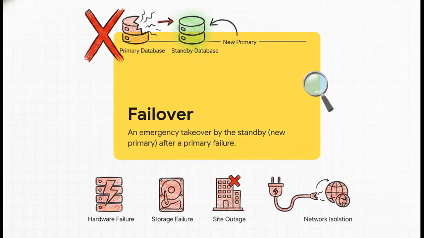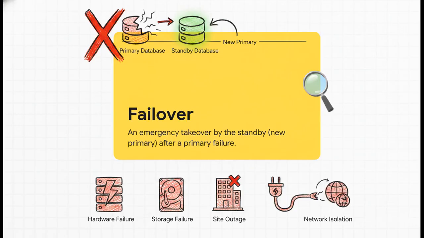Now, contrast that with failover. Notice the harsh red X right over the primary database. The primary is completely gone. Failover is an emergency takeover by the standby, which immediately becomes the new primary after that failure. This is for when things go fundamentally horribly wrong.